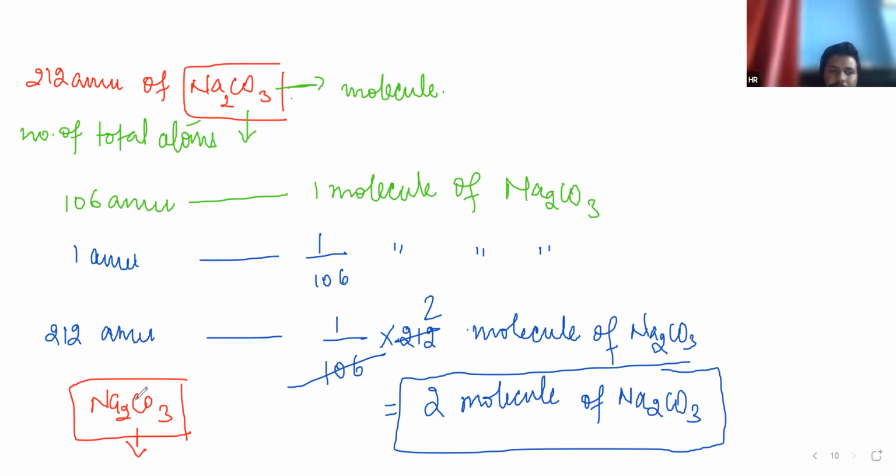Arslan, there is 1 atom in Na2CO3. Only 1 atom. Okay, Azza. Azza, answer me. What is an atom?